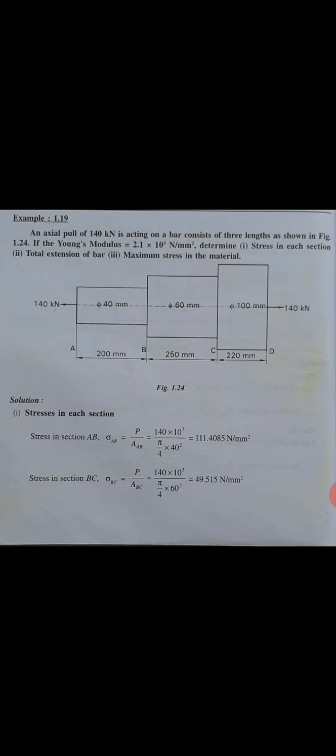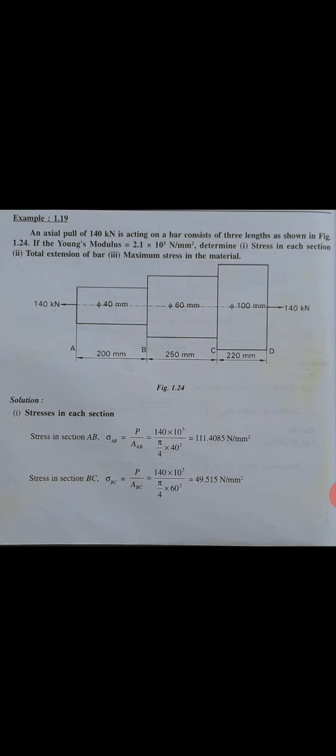So we'll take each section one by one. First we'll find stress in each section. Stress in section AB, the smaller section, is load upon area of cross section. So load is 140 × 10³, and area is pi by 4 into 40 square. So we get 111.4085 Newton per mm square.